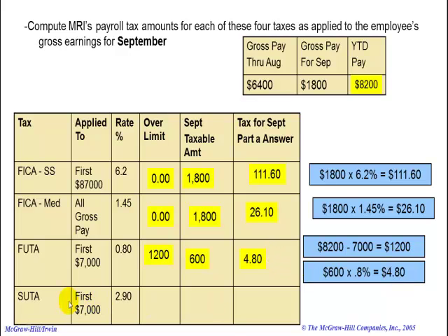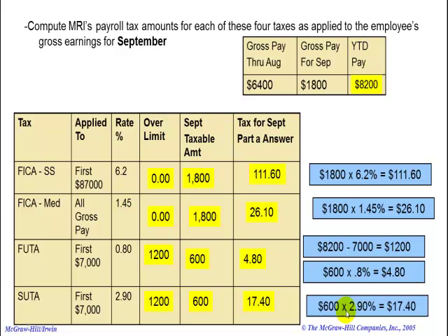Same kind of situation for SUTA. They're $1,200 over the limit. They're only going to pay taxes on $600 of this $1,800. So that'll be $17.40. $600 times 2.9% will be $17.40, and we're now finished with Part A's scenario. Let's go on to Part B.